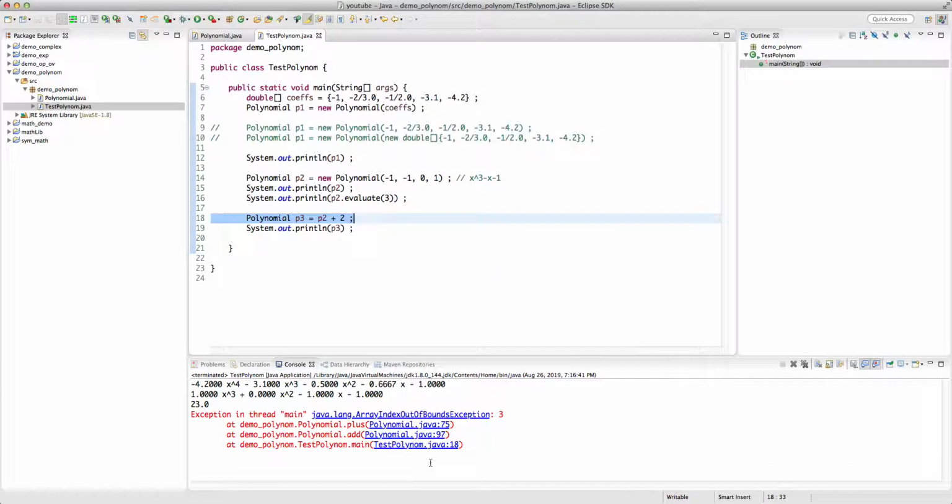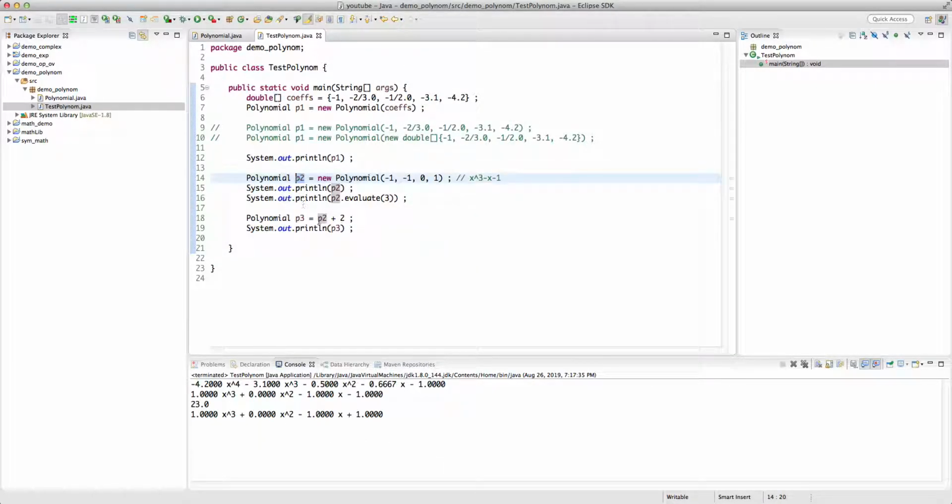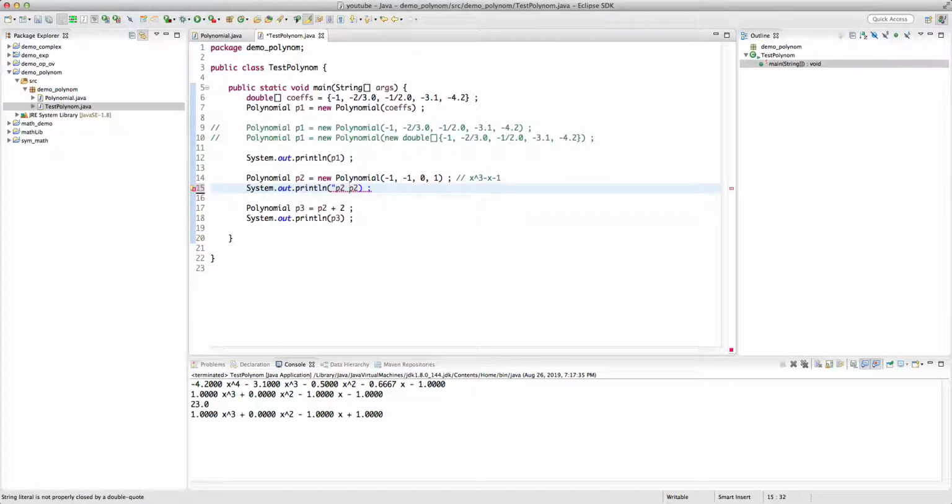All right, let's test this. So p2 is, I'm going to delete this, and then going to write p2 equals plus p2. Remember, when you concatenate a string with an object, the compiler automatically calls the toString method on the object and then appends it to the string.